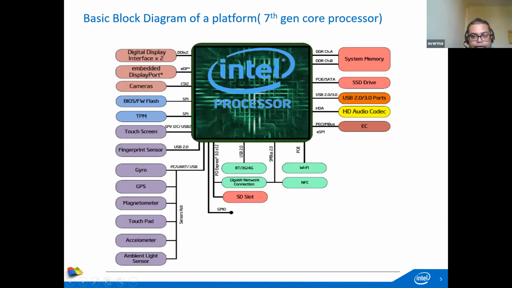Okay, I hope this page got refreshed. So this is the platform block diagram for the Intel 7th gen Core processor. Its code name was Kaby Lake, and it got released in 2016, I think 2016, yeah. Okay, so I just want to touch upon the different components which are there as part of the platform, and let me take it from this side.